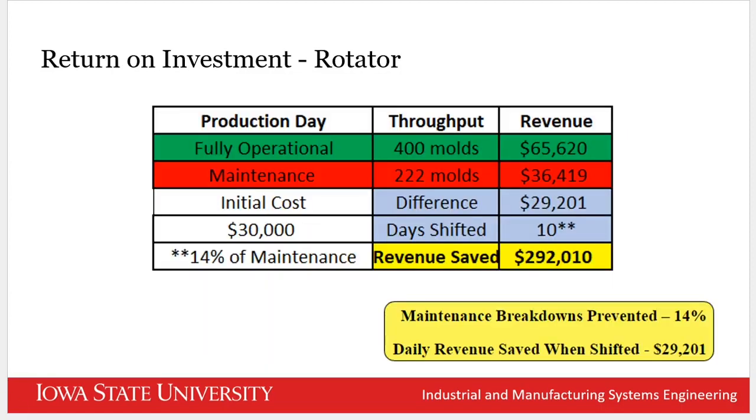Now looking at the return on investment, for an additional rotator being bought, making King's Material owning 3 now, at an initial cost of $30,000, roughly 10 days of the year, resulting in about 14% of all maintenance days, would be transformed from maintenance at 222 molds per day to fully operational at about 400, the average of summer and winter months, yielding around $29,000 per day in revenue saved, which per year is about $292,000 in additional revenue.